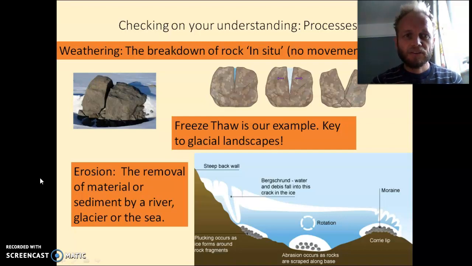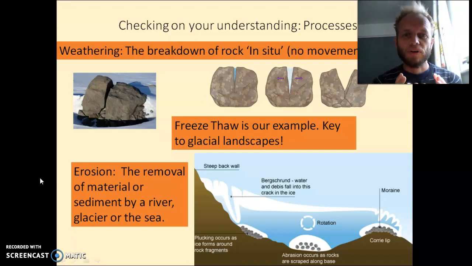And what we want to look at is thinking about weathering, which is the breakdown of rocks in situ. There's no movement involved with the rocks, okay? They're being broken down in that location. And freeze thaw is an example of weathering processes.